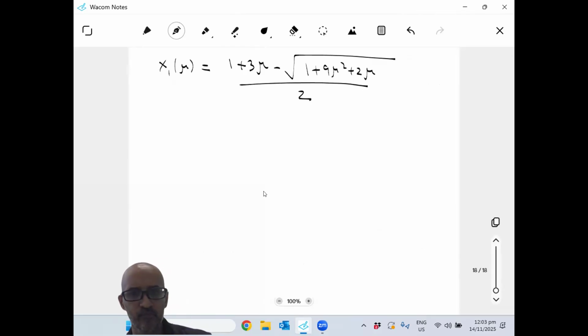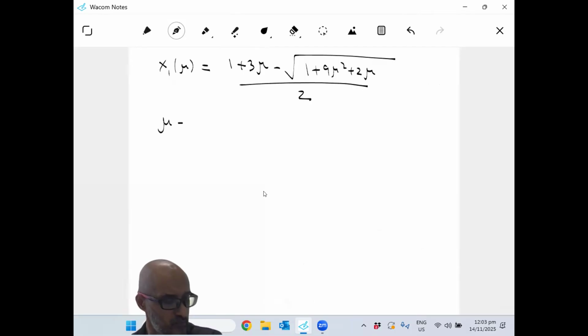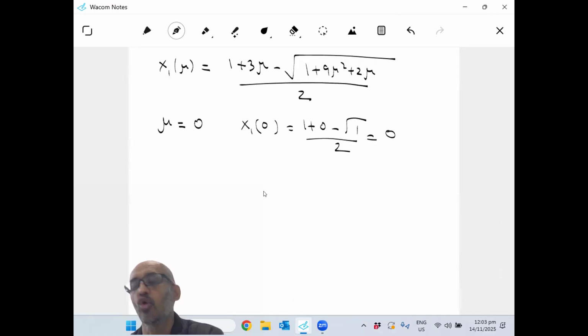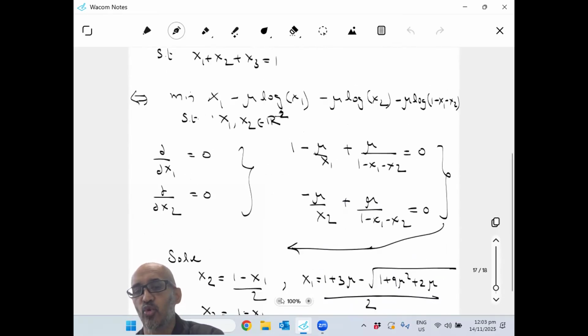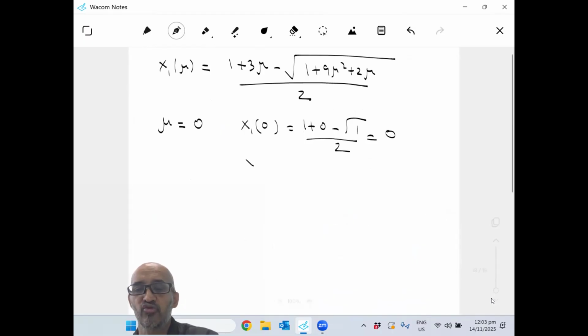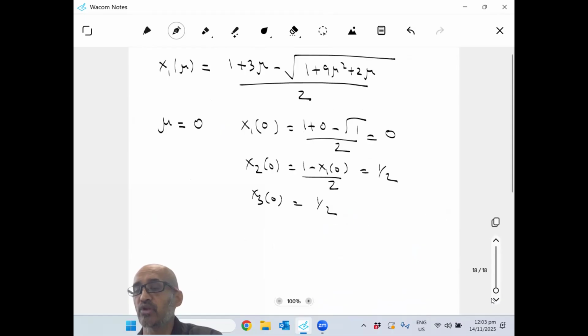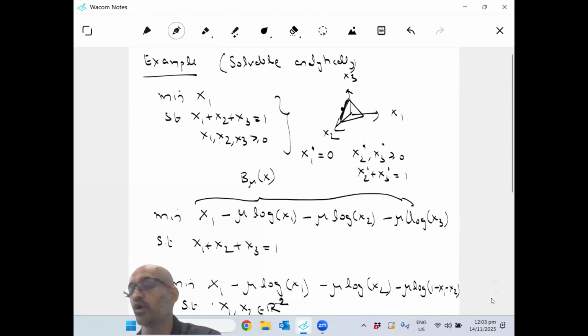So what is the limit if mu goes to 0? At mu equal to 0, what do you get? 1 plus 0 minus 1, divided by 2, which is 0. What do you get for x2 and x3? x2 is 1 minus x1 by 2. So x2 of 0 is 1 minus x1 of 0, over 2. This is 0, so this is half. x3 of 0 is half. So you get the optimal solution, which is 0, 1 half, 1 half, basically this point.